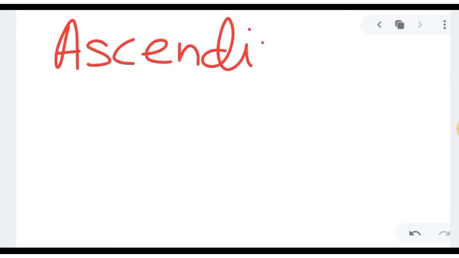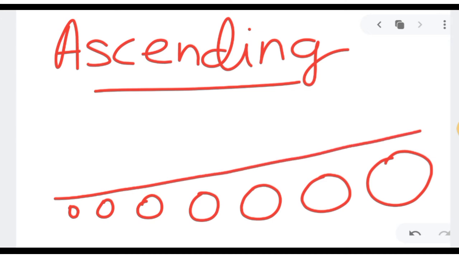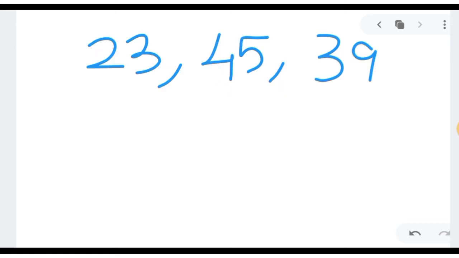Next one, children. Ascending. I am going to write ascending. Ascending, it seems, means from the smallest to the biggest. Okay, from the smallest to the biggest. By using numbers, we are going to find out from the smallest to the biggest. So let's see here.